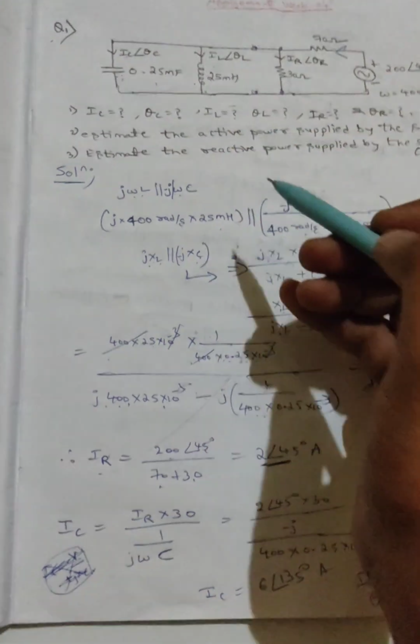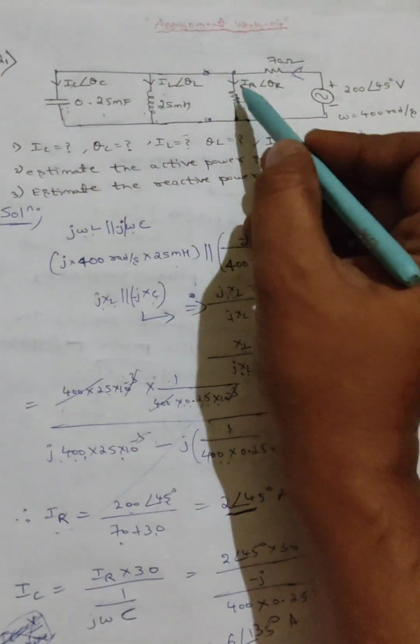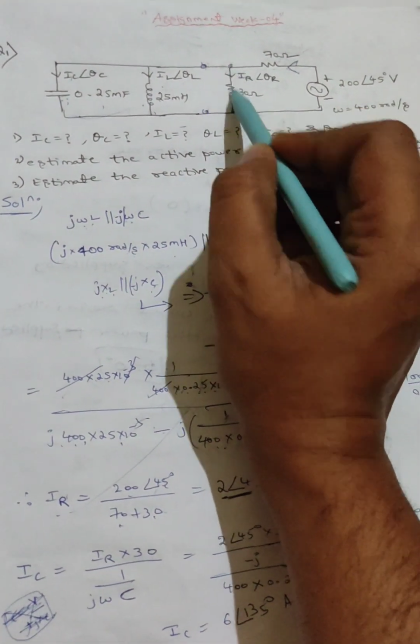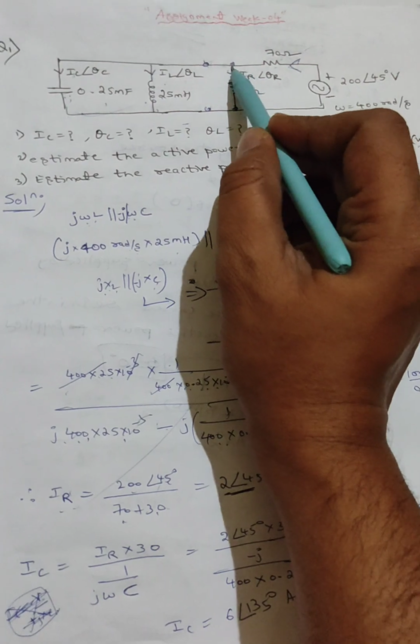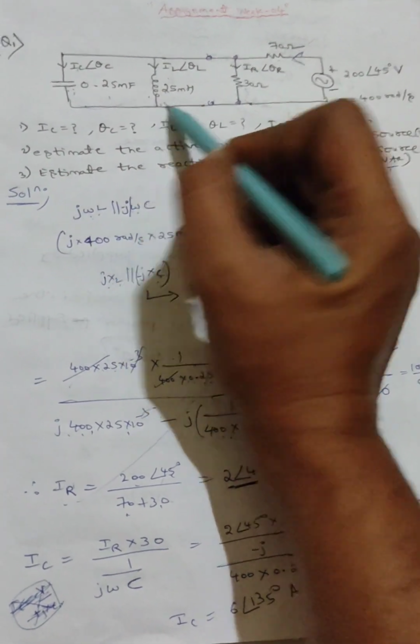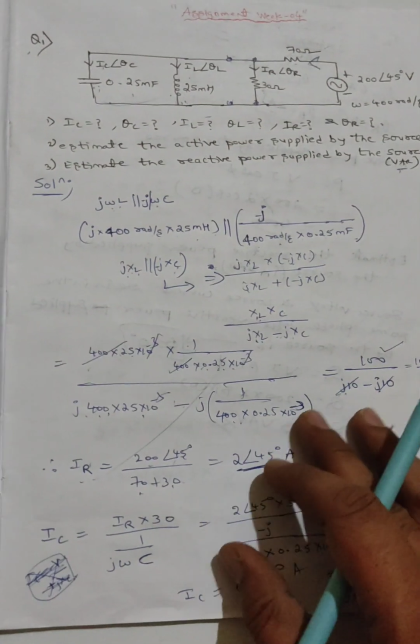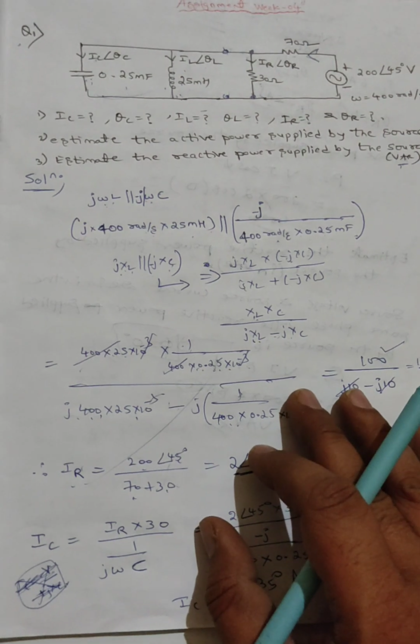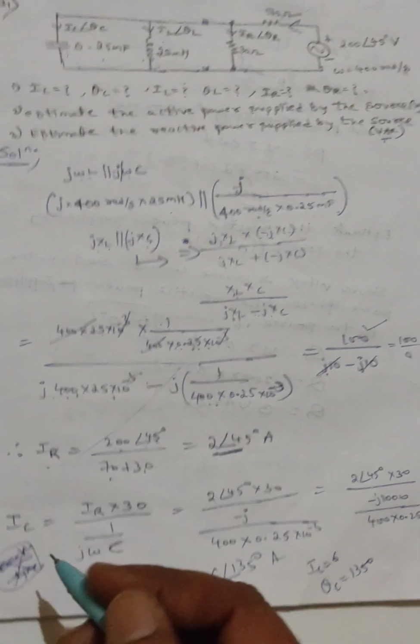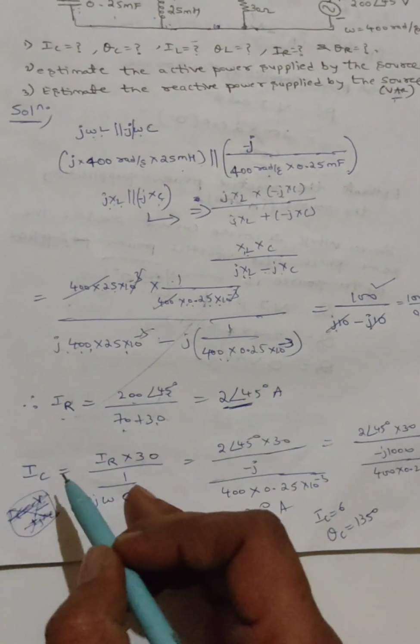Okay, by using that node analysis, what is the voltage at this point? Voltage by resistance. Okay, so got it. Otherwise, you can use the current division rule. So that is also correct.